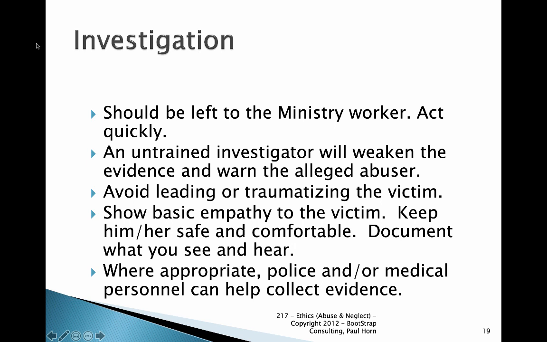Do show basic empathy to the person. Keep him or her safe and comfortable, and document anything the person says or does. And where appropriate, get the police and or medical people involved so that they can help collect evidence. If you come across a scene where there's been, for example, a struggle or a fight, don't clean it up. Don't just take pictures. You want somebody who's a professional investigator to come and see that.